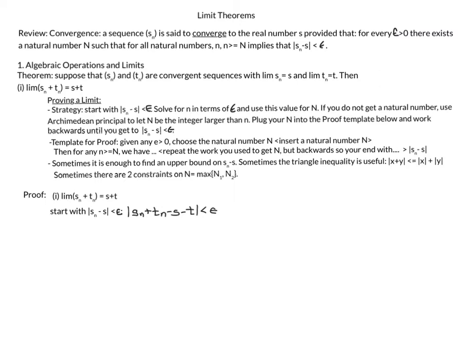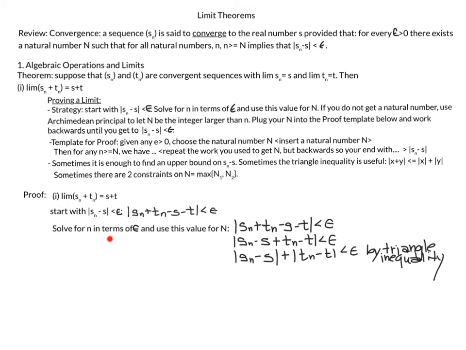So for our proof that the limit of Sn plus Tn is equal to s plus t, we're going to start with the sequence minus the limit, less than epsilon. The sequence here is Sn plus Tn, and our proposed limit is s plus t. So we subtract that and set it less than epsilon. Next, I'm going to solve for n in terms of epsilon. So I have the absolute value of Sn plus Tn minus s minus t is less than epsilon.